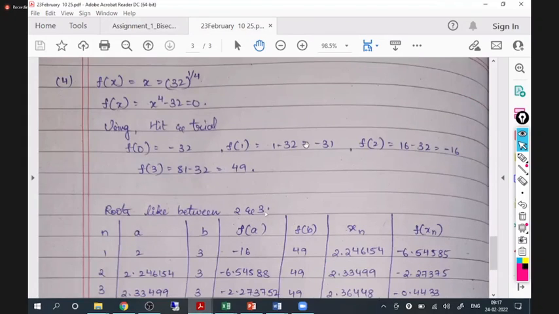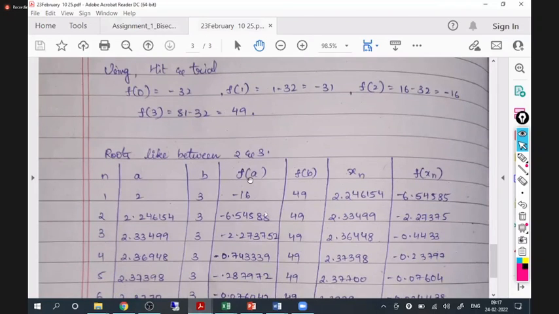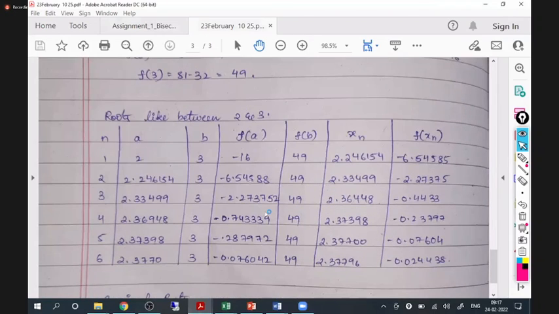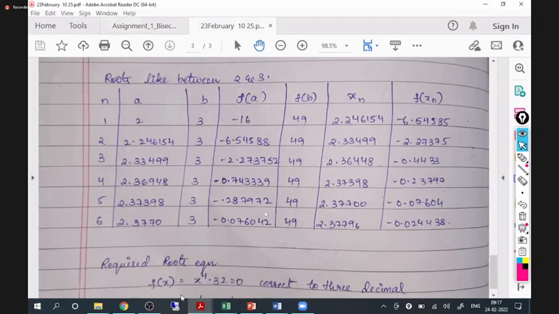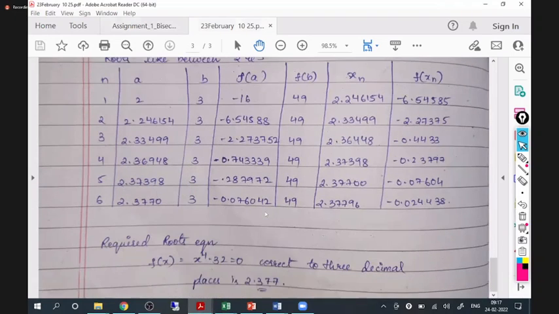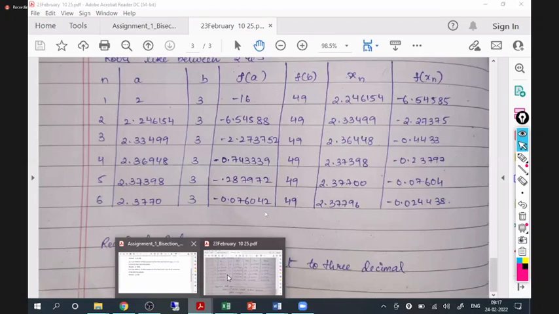f of 0, f of 1, f of 2, f of 3. But f of 2 is negative, f of 3 is positive, so the root exists in 2 and 3, and then the iteration proceeded, and you got the answer as 2.377. I think that's the correct answer. Yes, 2.377. That is the answer.